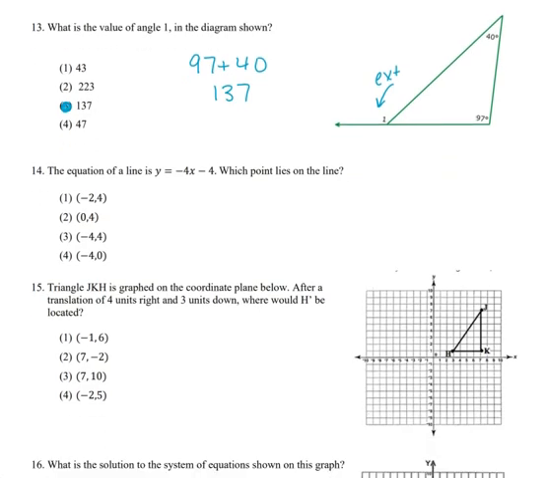Now 14 does require the most amount of work. It says the equation of a line is y equals negative 4x minus 4. Which point lies on the line? You're going to have to plug in these x and y values into x and y to check. So I'm going to start with choice number 1. So 4 equals negative 4 times negative 2 minus 4. 4 equals, I have 8 right here. 8 minus 4 is 4. We lucked out. It's going to be choice number 1. Now, if that didn't work out, what you're going to do is plug in all these other choices to see if it works out.